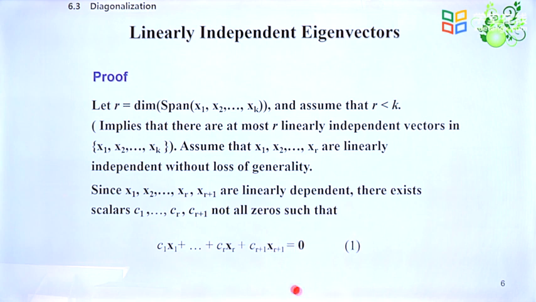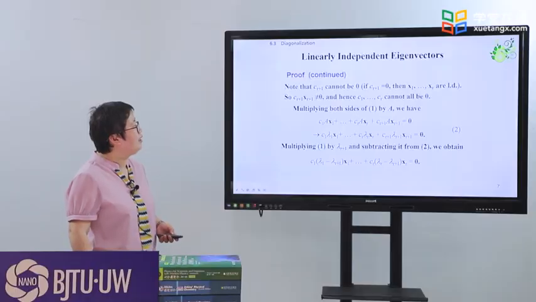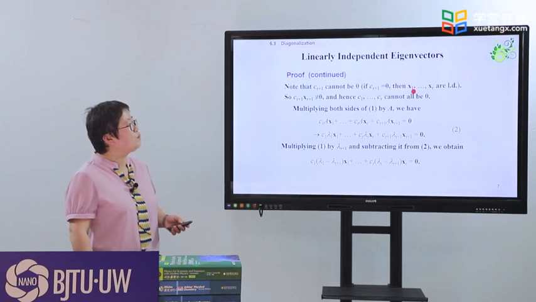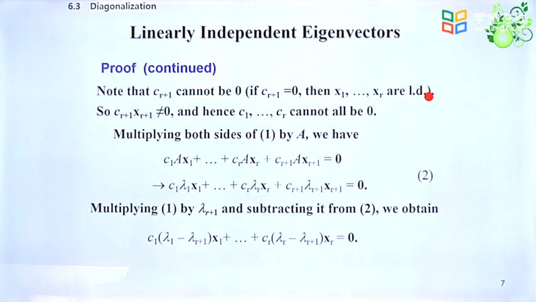So this equation 1 holds. Note that cr plus 1 cannot be 0. If cr plus 1 equals 0, then x1 till xr are linearly dependent. So this contradicts what we said, that they are linearly independent. So cr plus 1 times xr plus 1 does not equal 0, and hence c1 till cr can't all be 0.